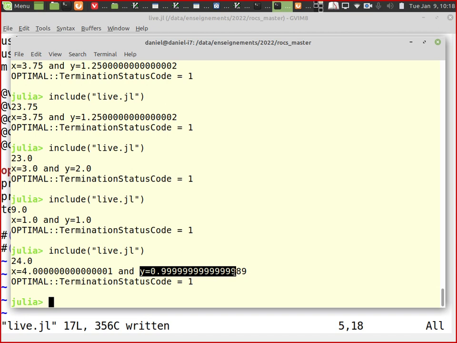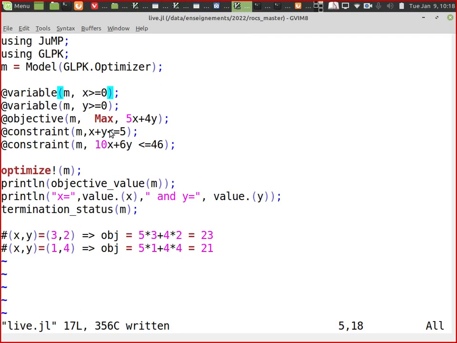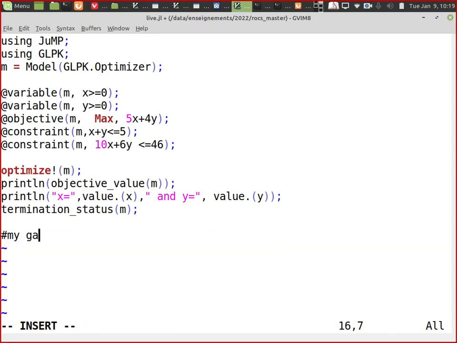Why we don't need to change the first constraint? We just change the second for 46. Why do I leave the first constraint like this? Yes. Because my goal was to find solution x equals 4, y equals 1.